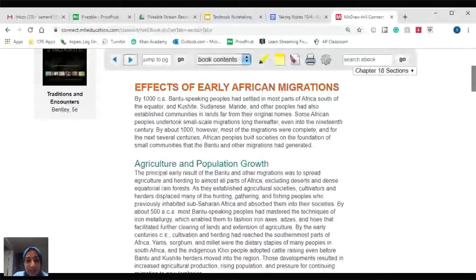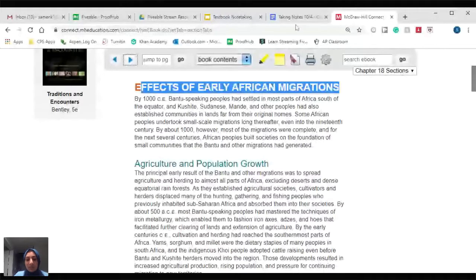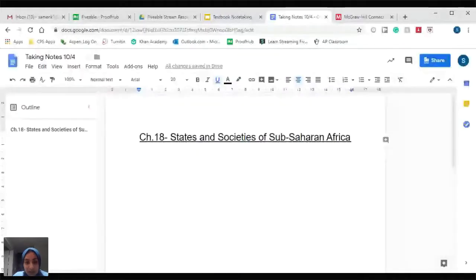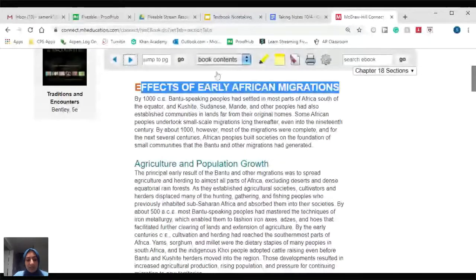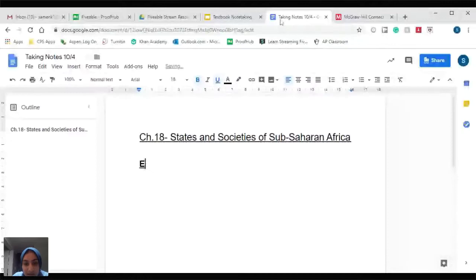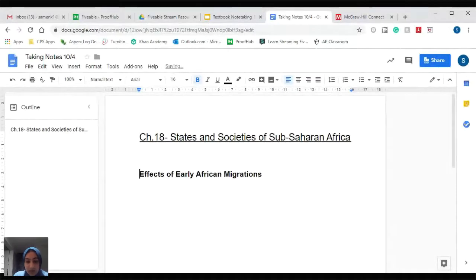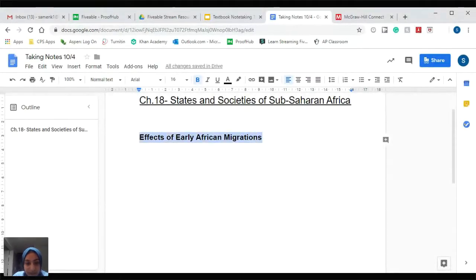And as you can see, we have the big main idea right here, effects of early African migration. So what I'm gonna wanna do is make the font smaller now, maybe like 18, and I'm probably gonna bold it. And then I'm gonna say effects of early African migrations. Maybe I'll make it 16. Actually, maybe I'll underline that. So this is our main topic of this section. We're going to be talking about early African migrations.